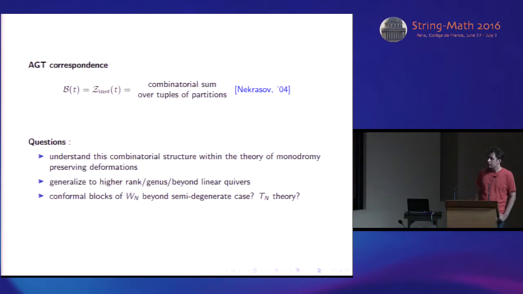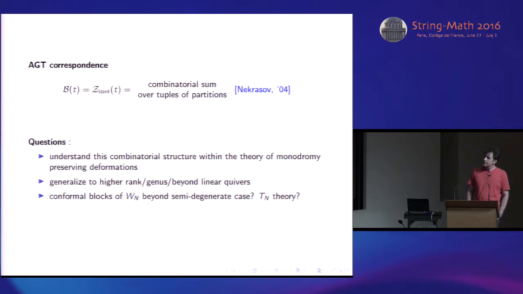On the other hand, thanks to the AGT correspondence, which was mentioned in previous talks, we have an identification between Virasoro conformal blocks in particular and instanton partition functions in some supersymmetric gauge theories. And the important thing is that such partition functions have been computed explicitly. So they have explicit representations. And that means that we have, in principle, a general solution of Painlevé 6 and the Garnier system in terms of certain combinatorial sums over tuples of partitions.